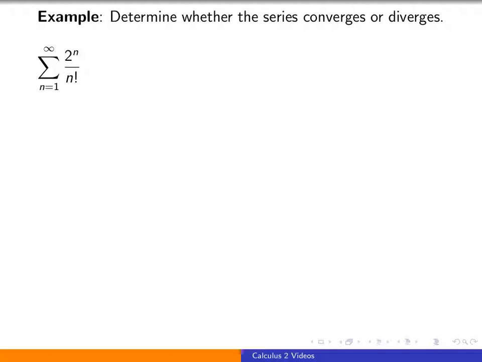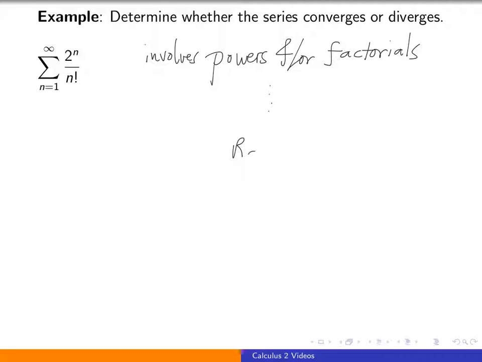But it turns out that if we have something of this form, something that involves both powers and or factorials. So if powers and or factorials are present, that's an indication that we might want to try something called the ratio test. So let's state a new test and see how it works in this scenario.